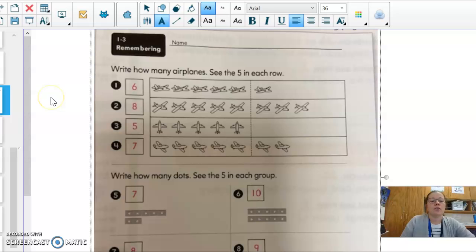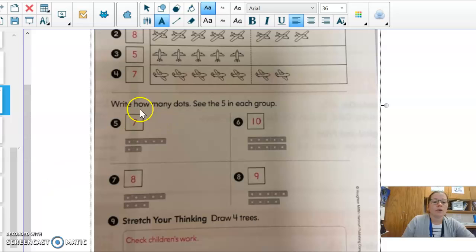On the back side, the remembering side is always review, so something that we've done before. It says write how many airplanes see the 5 in each row. So starting right here at this line, there's 5 groups here, 5 groups here, 5 groups here. So we have 5, 6. Just 5. And then 5, 6, 7. Okay, number 5 is 6, 7, 8.